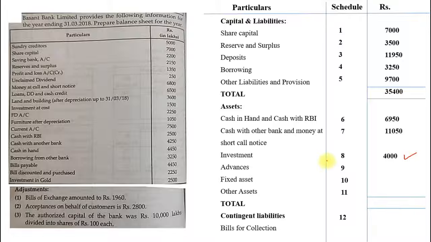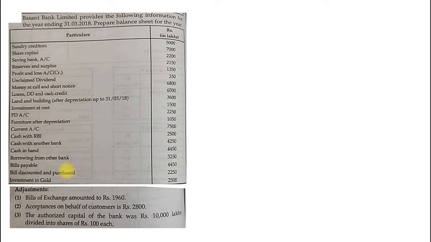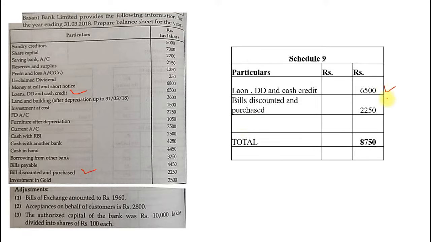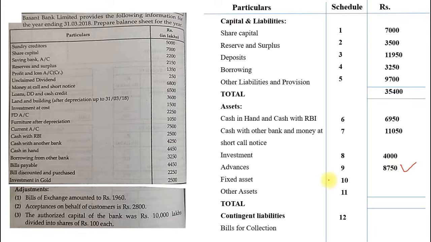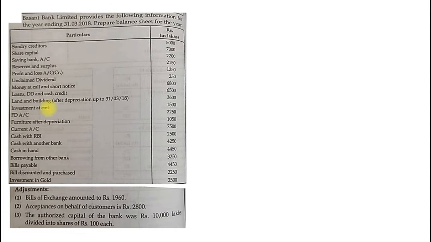Now schedule number 9 is based on advances. Advances is nothing but places or times where the bank has given money to others, and bill discounting if there is anything related to bill discounting. So let us check schedule number 9. Okay, I can see your bill discounted, and I can even see loans and demand draft and cash credit which have been given. So schedule number 9 has loan, demand draft, cash credit and bill discounted, total comes to 8750. That is the total of schedule number 9. Okay, so this is schedule number 9, 8750.